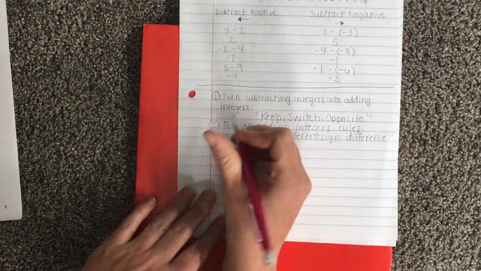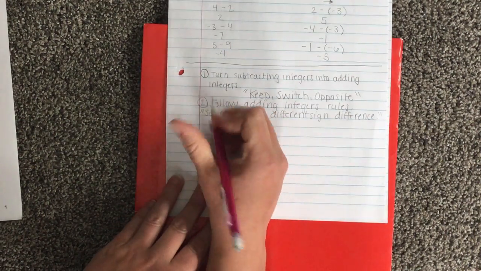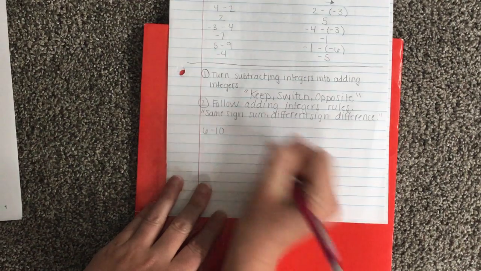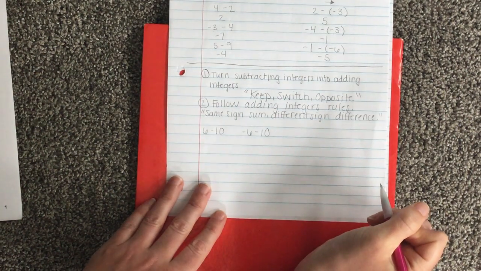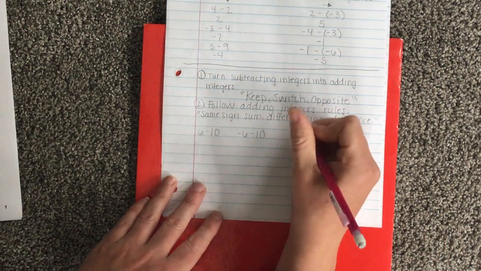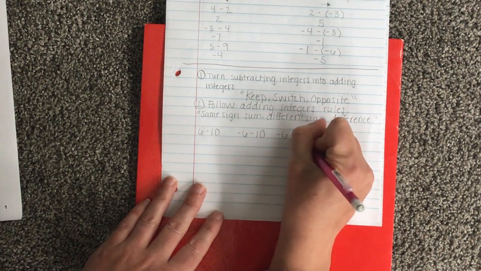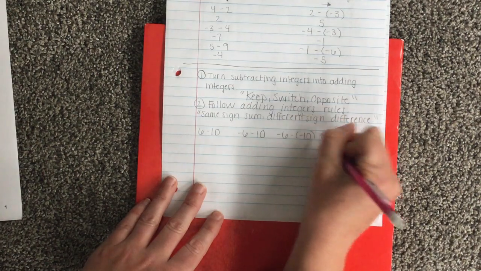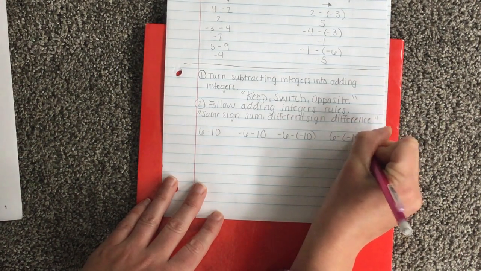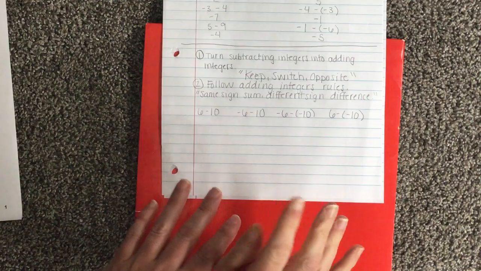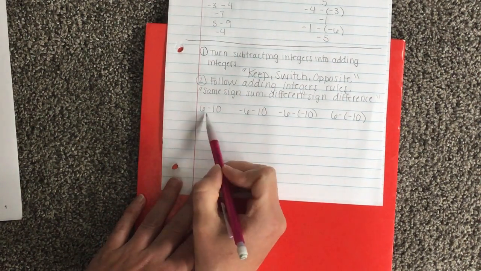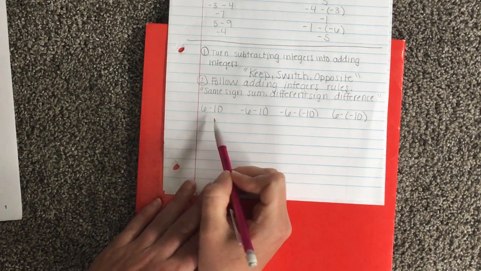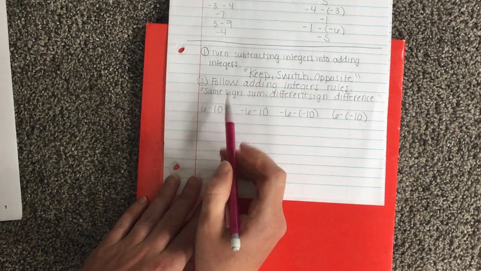Okay, so I'm going to put 4 problems on here, and we're going to solve those 4 problems together. So 6 minus 10, negative 6 minus 10, negative 6 minus a negative 10, and 6 minus a negative 10. This is all the 4 different types of problems you're going to see. So I mentioned before that there's no such thing as subtracting integers, so I'm going to turn it into adding integers so I can follow this rule.